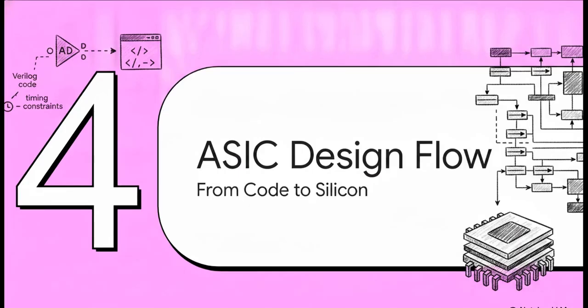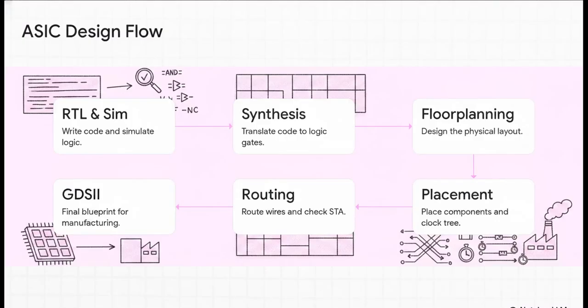Chapter 4. The ASIC Design Flow. All right, so we've got our logic, our code, and our timing constraints. What's next? Well, this simplified sequence is basically your map for turning that raw code into physical silicon.